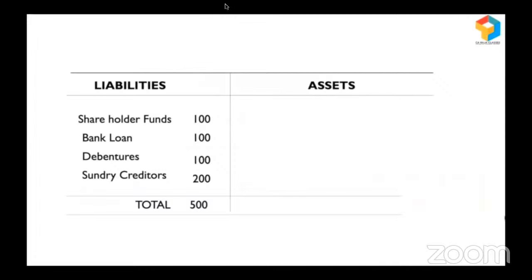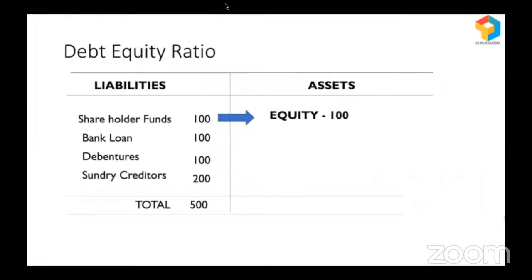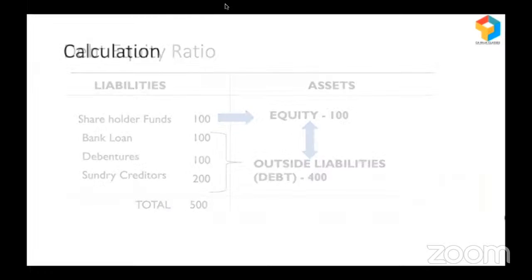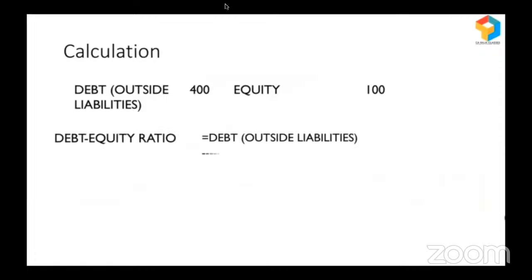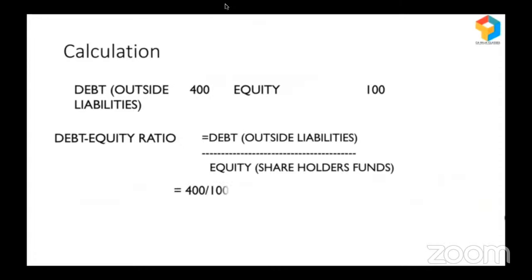Now what we are trying to understand is the debt equity ratio. So we have to compare the debt with equity. Equity is the owner's money, in this case this 100. And debt is the sum of all the three, which we call outside liabilities, and it is 400. So let's compare the debt with equity. Debt is 400, equity is 100, and the formula for debt equity ratio is debt divided by equity. 400 by 100, we get the value as 4.